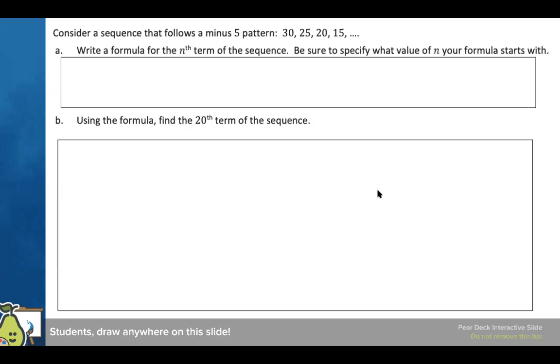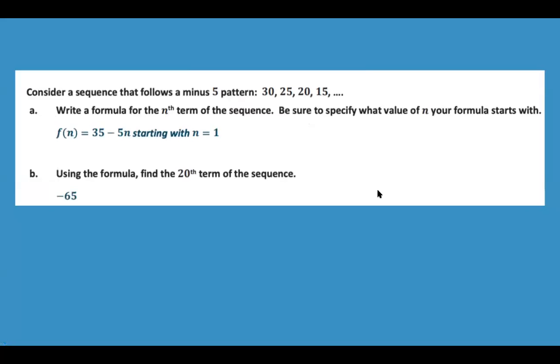Yeah, so we start with something like this could work, 35 minus 5n. Again, we start with that number and then we're subtracting 5 each time. So if we plug 1 in, 35 minus 5 would be 30. If we plug 2 in, 35 minus 10 would be 25, and so on.